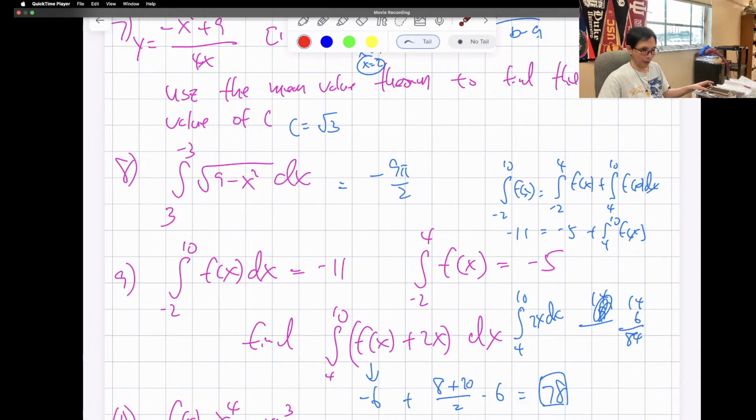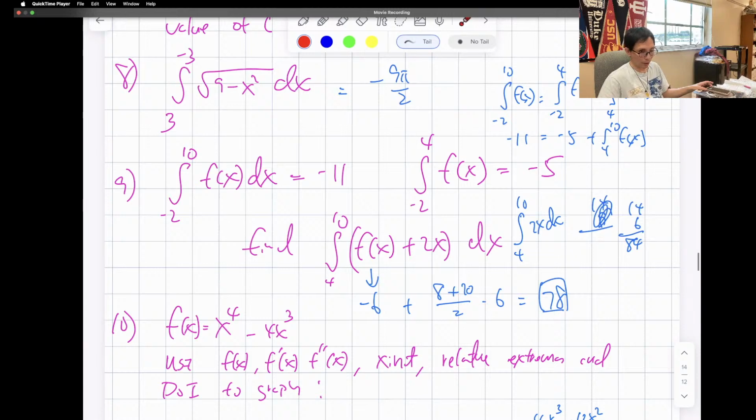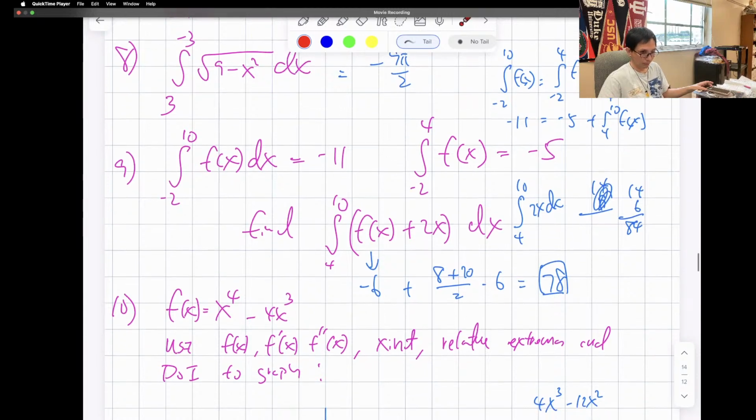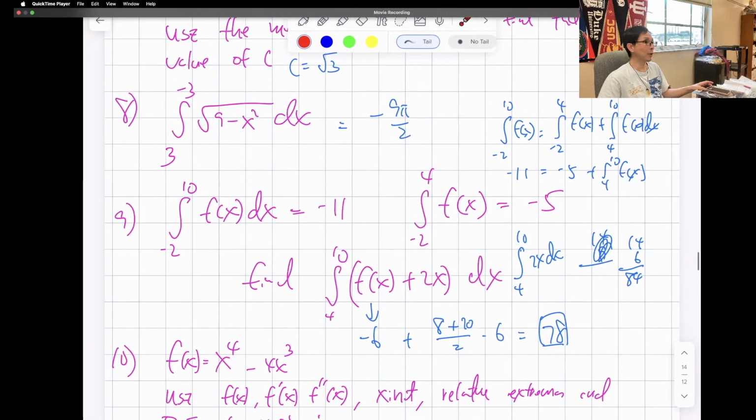But this is a circle equation. I love them circle equations. Because the interval is not low to high.